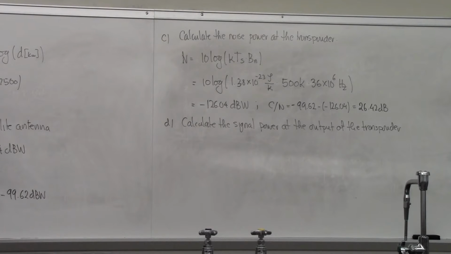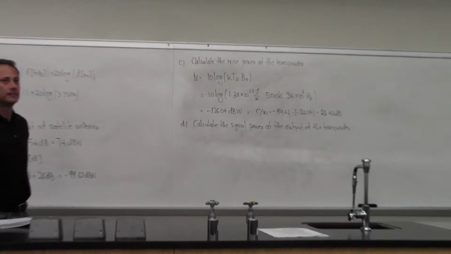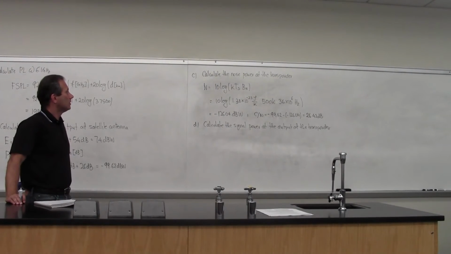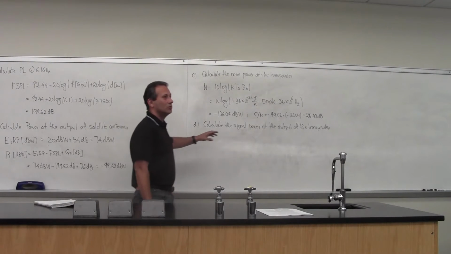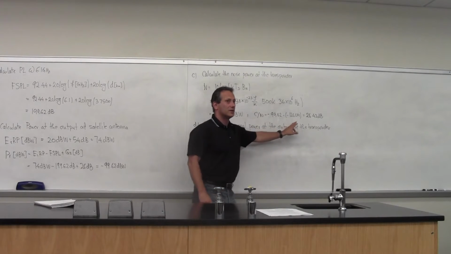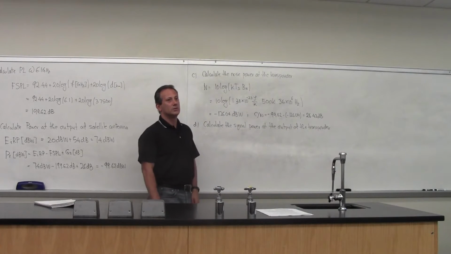What's the C to N at the output of the transponder? At the gain of the transponder. To what? So the gain of the transponder is 110. So the C to N at the output of the transponder is 136 dB. No. Why not? Noise. Because the transponder amplifies both signal and noise. The transponder itself does not improve the C to N.